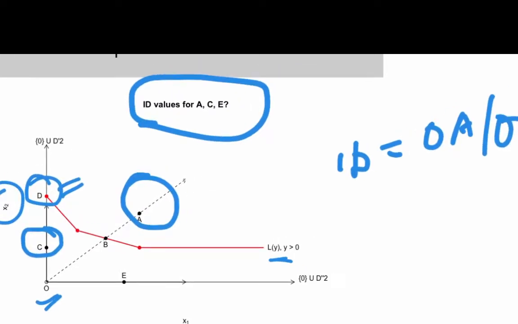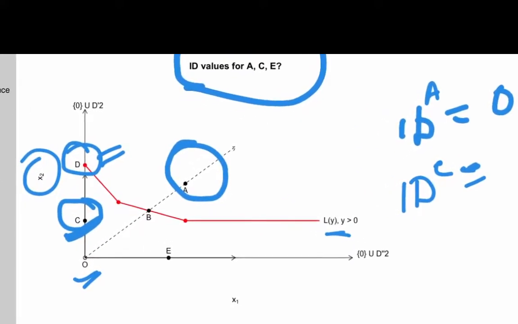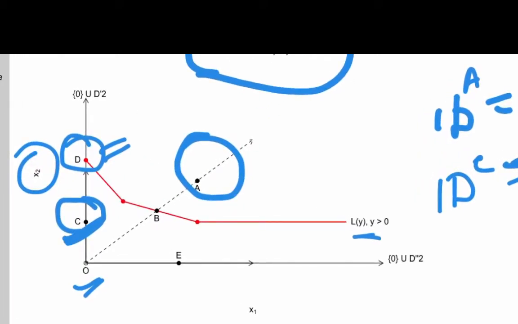Therefore, if we look at point C, the input distance function would be the maximum factor by which we deflate this input vector at C and still be able to produce Y. Well, now point C cannot produce Y because it's below the isoquant and it's not feasible to produce Y using C. There isn't enough input in C to produce Y. Therefore, when we are dividing C so that we can bring it to a level, proportionally scaling where we can produce Y, it would have to be scaled up.